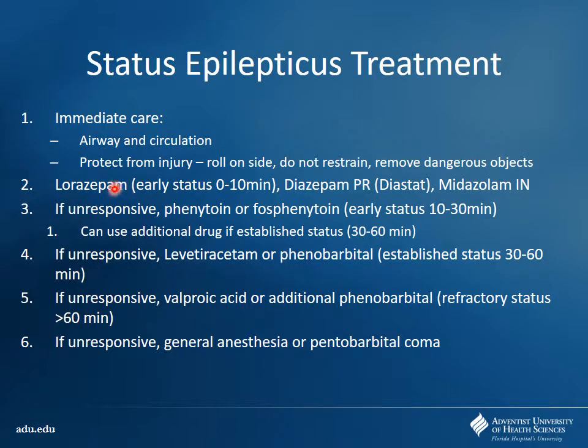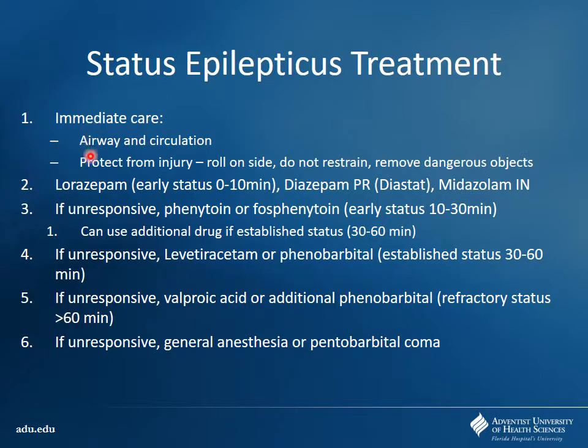And then again, you're trying different drugs, seeing how they're responding, and if these are not working, you keep going up the ladder, where valproic acid may potentially be used, phenobarbital can be used, and then eventually you may get to the point where you have to put them under general anesthesia, or what we call a pentobarbital coma. Pentobarb is just another type of barbiturate. Think of it like phenobarb, but we really only use it in very rare cases, such as this.